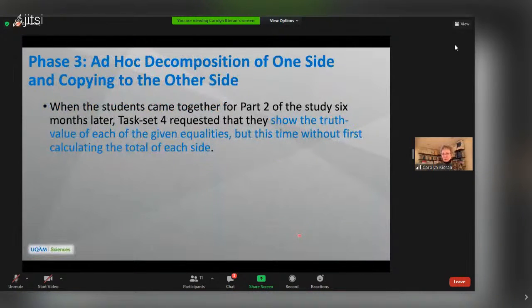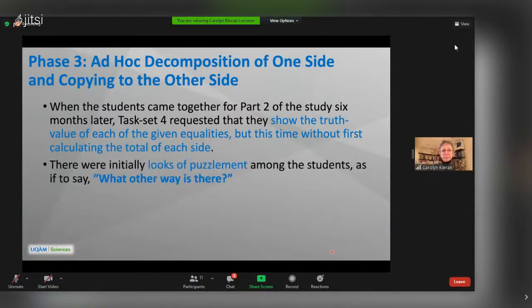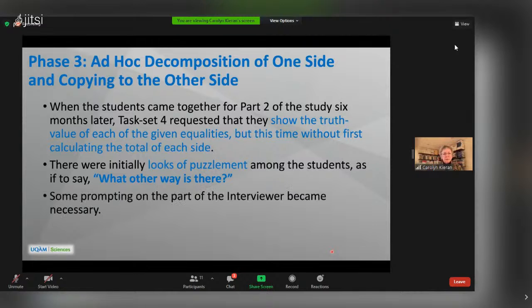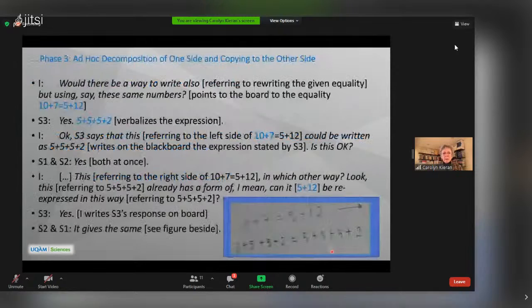In the third phase, when the students were brought together for the second part of the study, task set 4 requested that they show the truth value of each of the given equalities, but this time without first calculating the total of each side. There were initially looks of puzzlement among the students, as if to say, what other way is there other than finding the total of each side of the given equality? So some prompting on the part of the interviewer became necessary.